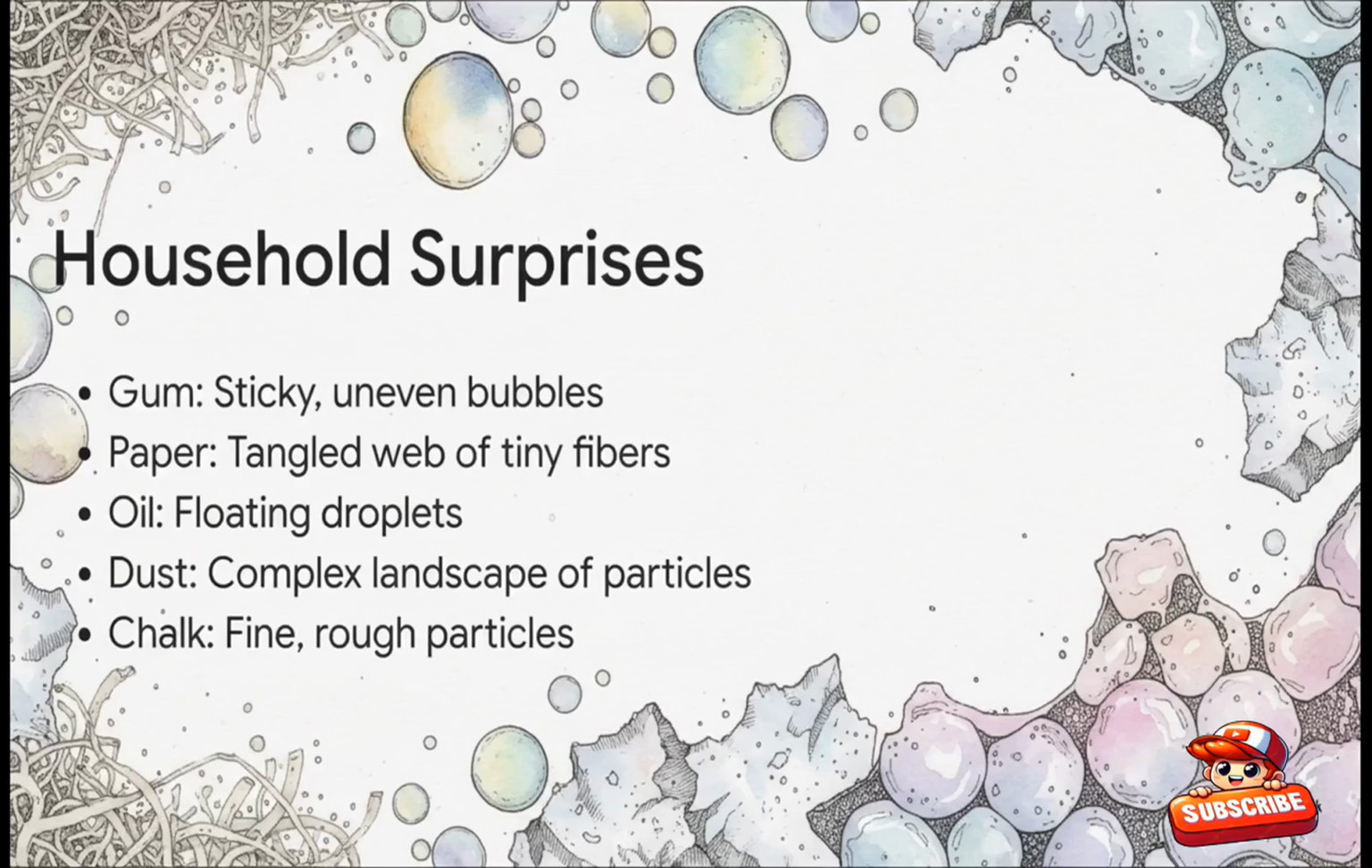Let's rapidly run through some of these hidden household surprises. Fresh chewing gum looks like a smooth sheet, right? But once chewed, it turns into this chaotic landscape of sticky, uneven bubbles. Paper is actually a vast, tangled web of tiny fibers that give it strength. And if it's recycled paper, you'll see tiny impurities trapped right in that web. Cooking oil, which just looks like a clear liquid to us, is actually a microscopic universe of floating droplets of all different sizes. Household dust transforms from simple gray fluff into a super complex landscape of distinct particles. And the chalk we use on a blackboard operates using extremely fine, rough particles that break off to create that perfectly smooth writing surface we're used to.